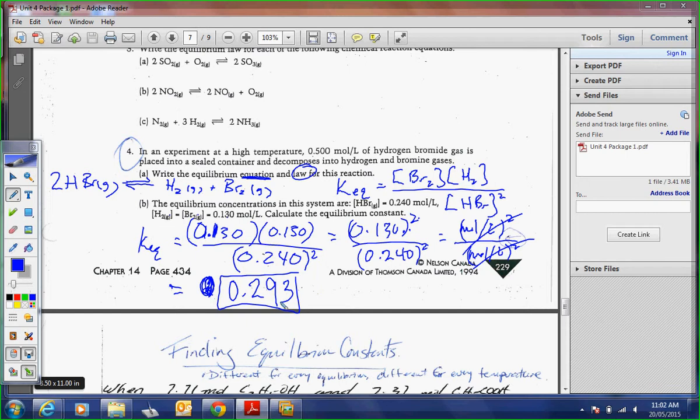Okay. Everybody okay with yesterday's material? That should be review. Everybody happy? Okay. So now, here's the thing though. If you were actually doing this experiment, and you took some HBr gas and put it in the flask, and some of it decomposed into hydrogen and bromine gas, you would know how much you put into that flask. You wouldn't necessarily know how much was at equilibrium. It's a harder concentration to figure out.